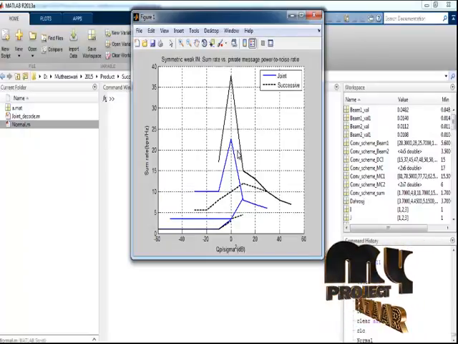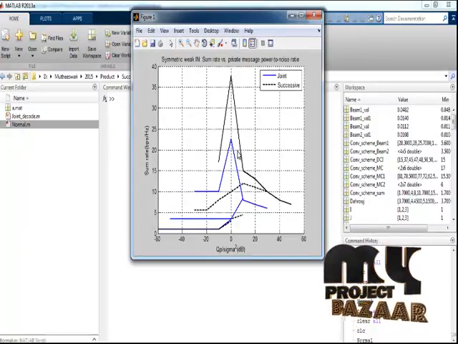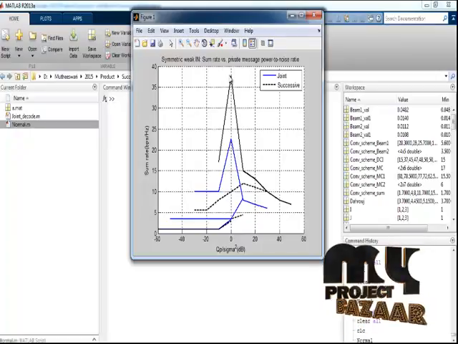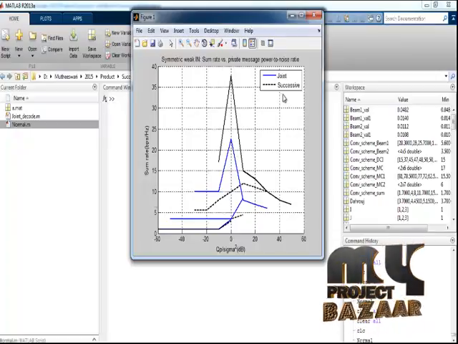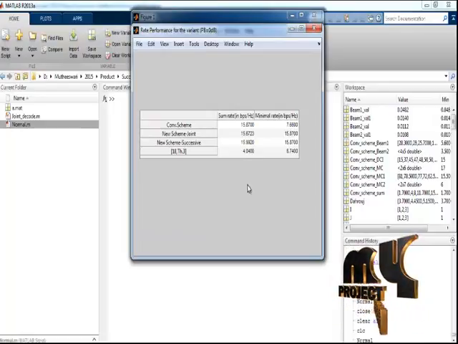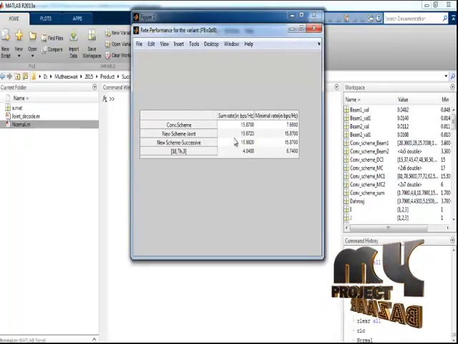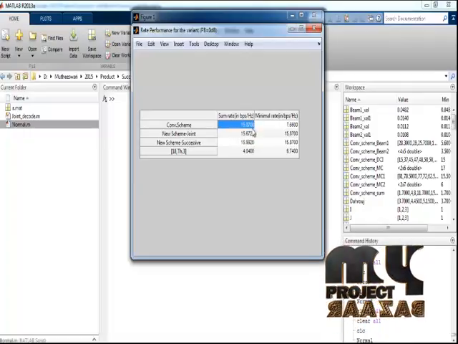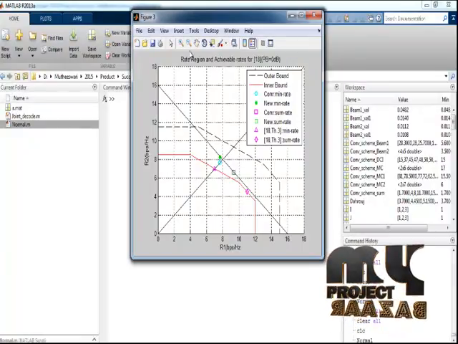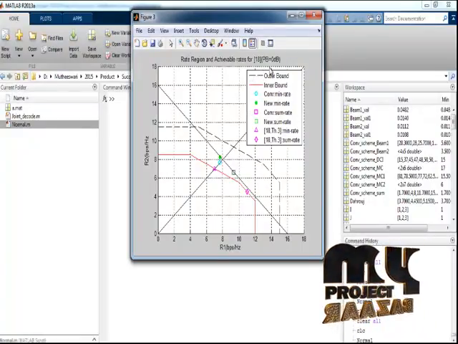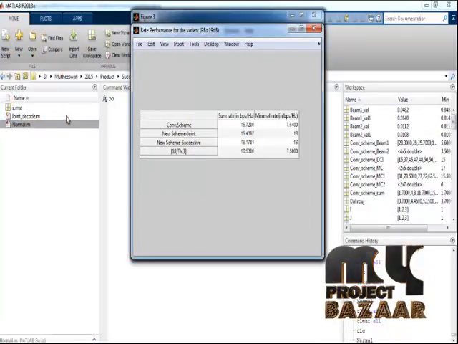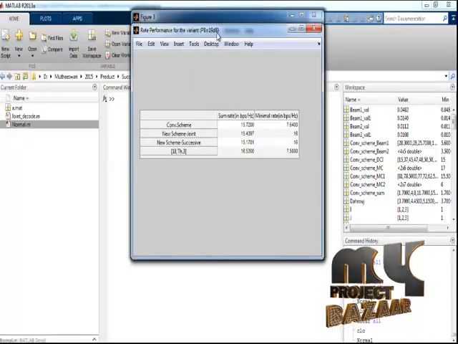This is the symmetric graph for sum rate versus private message power to noise ratio for joint precoding and also the successive precoding algorithm, and this is the rate performance for the variant PB equal to 0 dB. Here we obtain the sum rate and also minimal rate for various schemes, and this is the rate region and achievable rates for PB equal to 0 dB for various conventional schemes, and this is the rate performance for the variant PB equal to 90 dB.